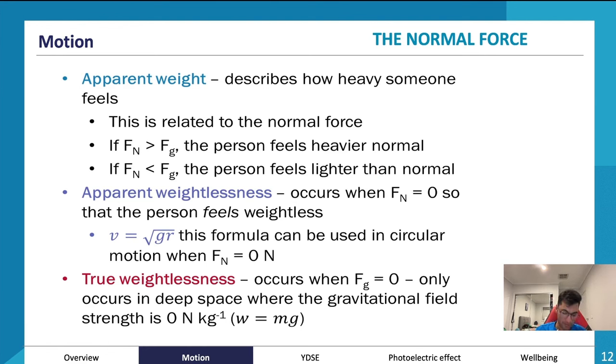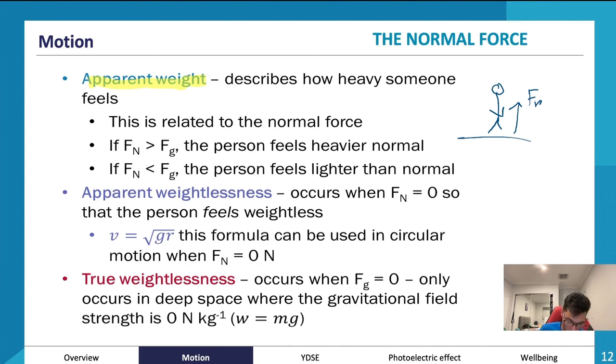Cool. Next thing we have is apparent weight. When you're standing or anything, the weight that you feel is the normal force that is pushing up on you. So let's say this is you. The weight that you feel is this force, which is the normal force of the ground pushing up towards you.